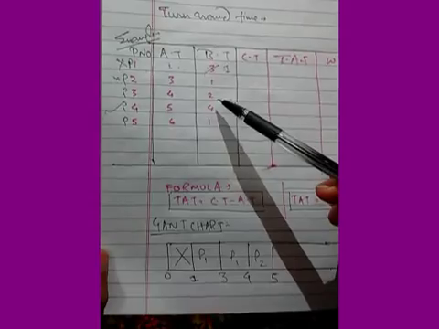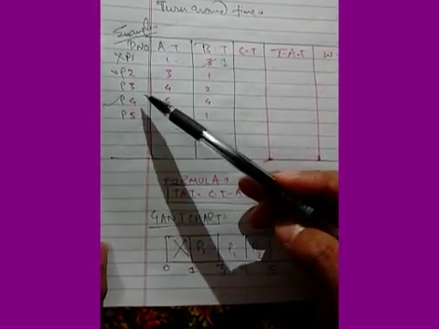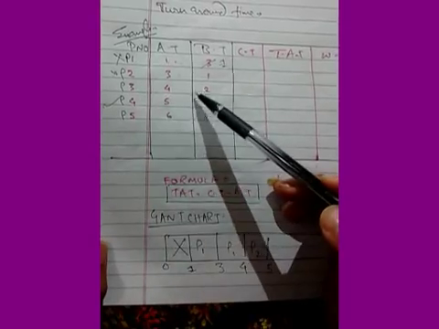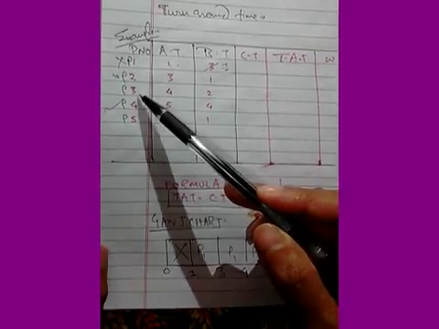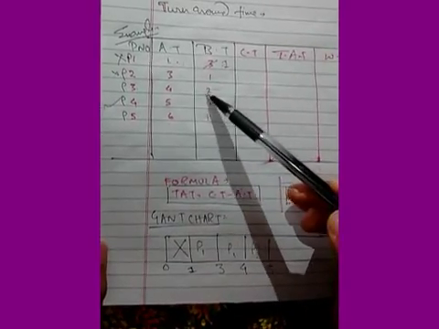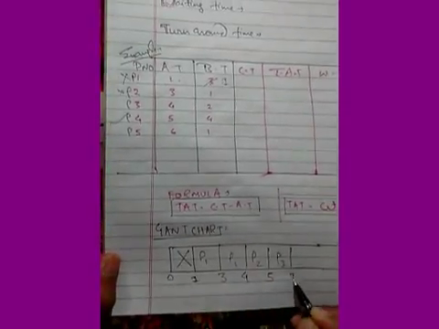Now we are left with processes P3 and P4. Among these, how many seconds shall we execute P3? We should execute for 1 more second, but we can see that P3's burst time is lesser than P4's, so we'll execute P3 completely, so it will be 7.